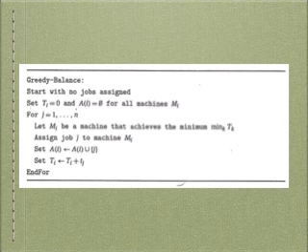Greedy-Balance. Start with no jobs assigned. Set Ti = 0 and A(i) = empty for all machines Mi. For j = 1, 2, ..., n, let Mi be a machine that achieves the minimum of Tk, where the minimum is taken over all k. Assign job j to machine Mi. Set A(i) = A(i) union {j}. Then set Ti = Ti + tj.